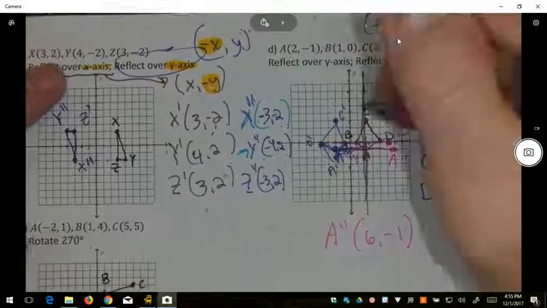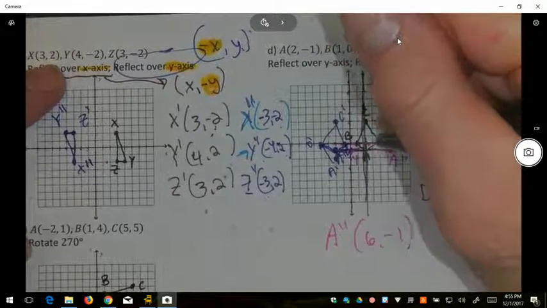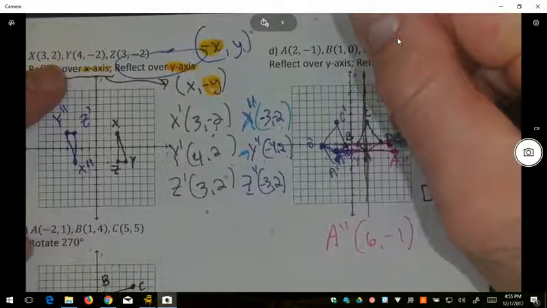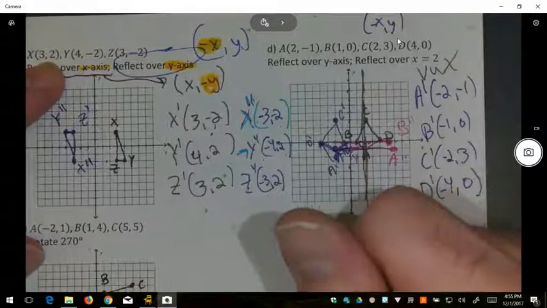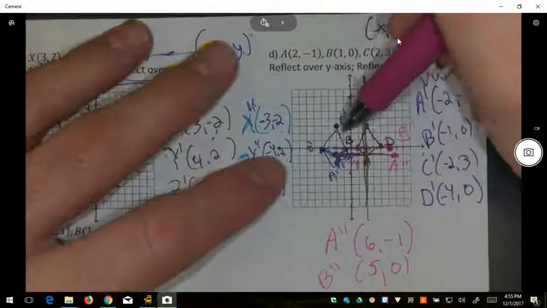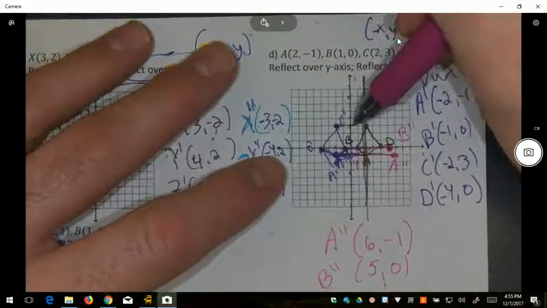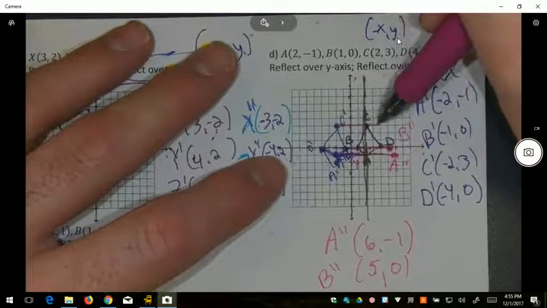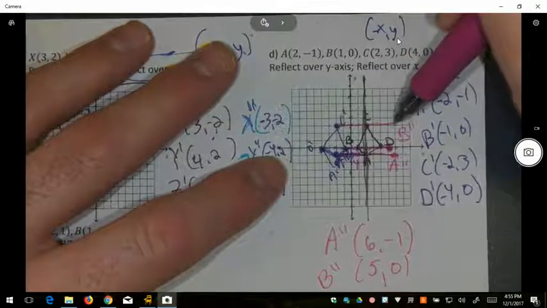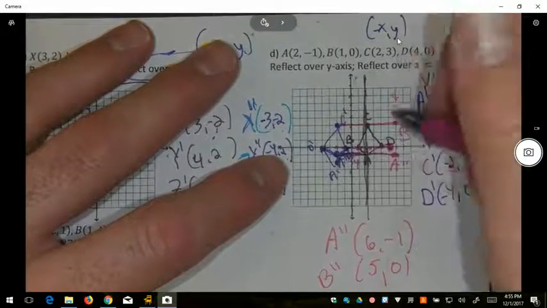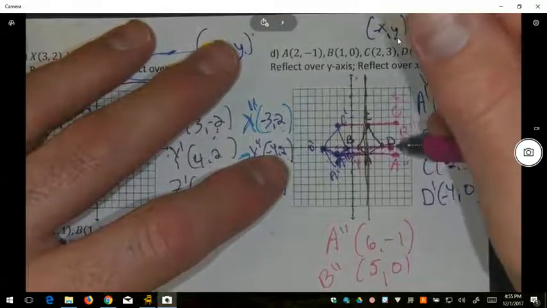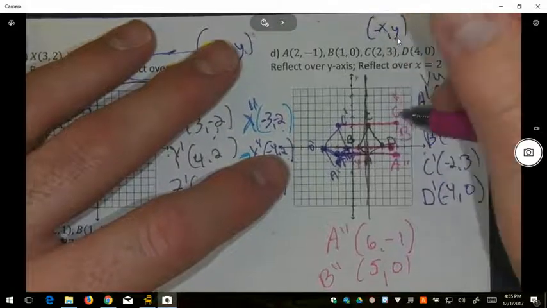Yes, that's right. And that's at 5, 0. For C double prime, let's count 1, 2, 3, 4. 1, 2, 3, 4. Here's where C double prime is. It was above A here, so it should stay above A. That's at 6, 3.